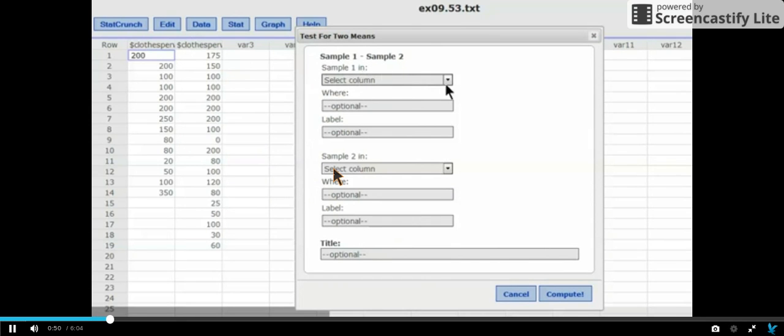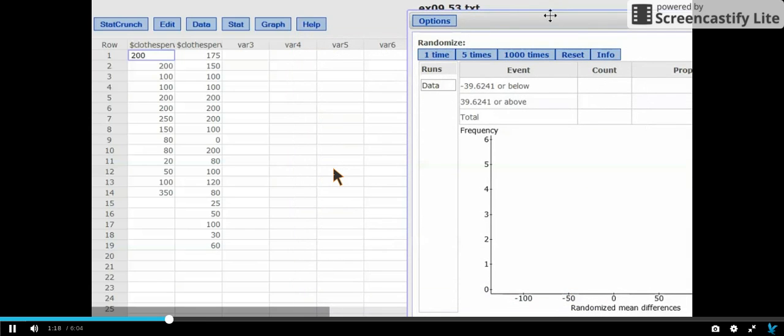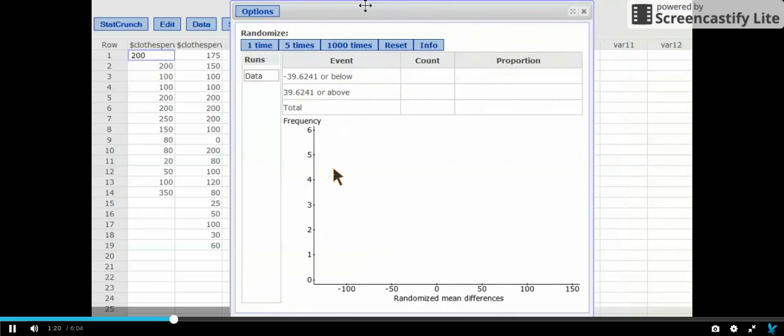So for sample 1, we want to select the amount spent on clothes per week for females, and we'll label that women. For sample 2, we'll select amount spent per week for men, and we'll label that men. And then we'll click compute to create the applet.